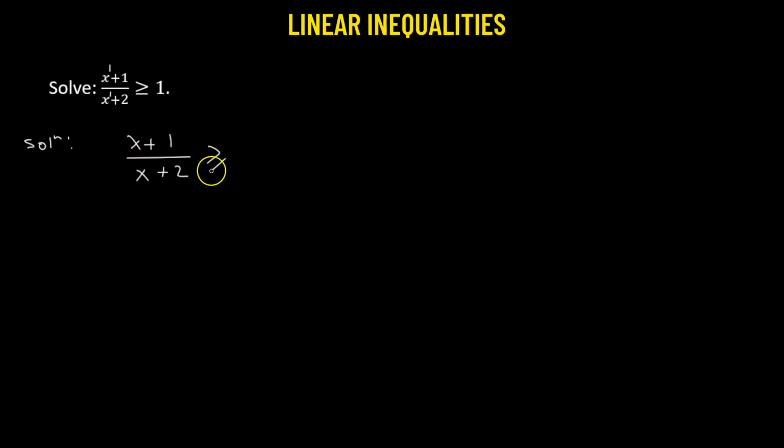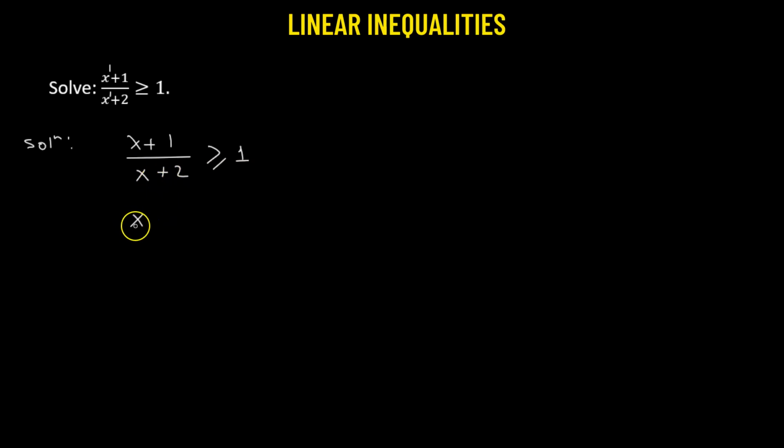This is greater than or equals to 1. Now we have to be extremely careful here. We simply cannot cross multiply to write it as x plus 1 greater than or equals to x plus 2, because we do not know about the nature of x plus 2. That means this could be a positive number or it could be a negative number.